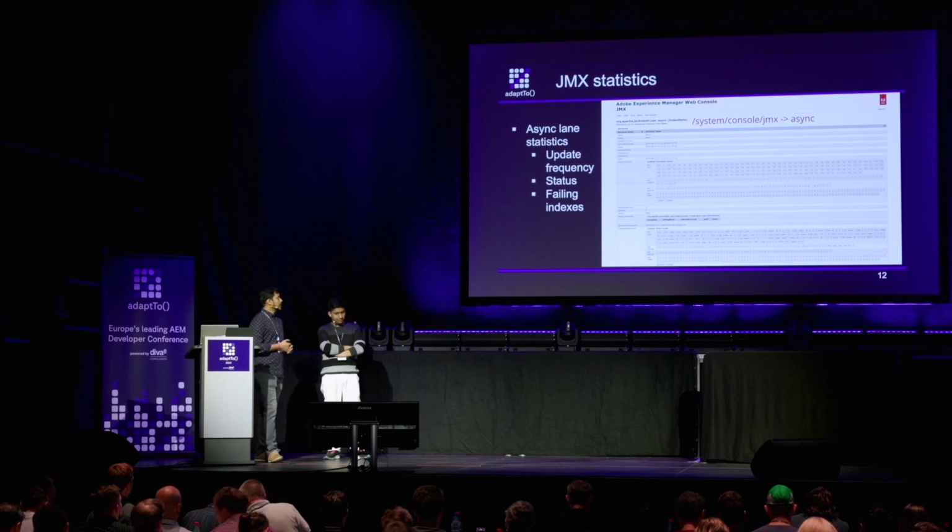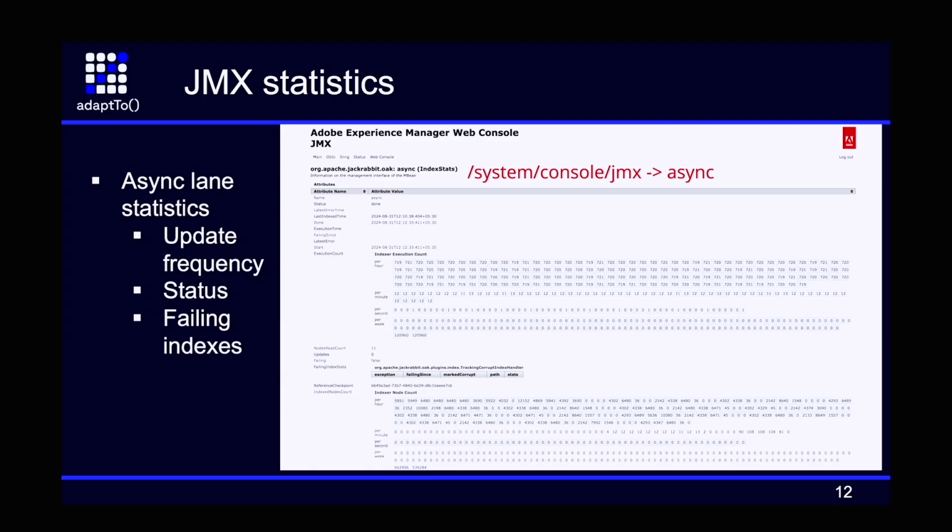Okay, so there are some JMX statistics which we can use to get to know about the indexes and the queries, what's happening in the background. One statistic is async lane statistics. It gives you information about the background job that runs for indexing the content. Here you can get information like what's the frequency of this job which is being run, are there any failing indexes, and when was the last time the job actually completed.